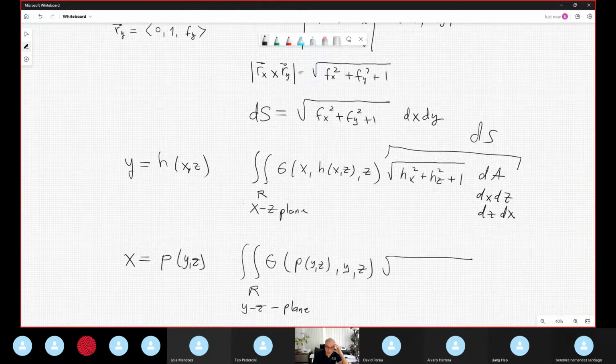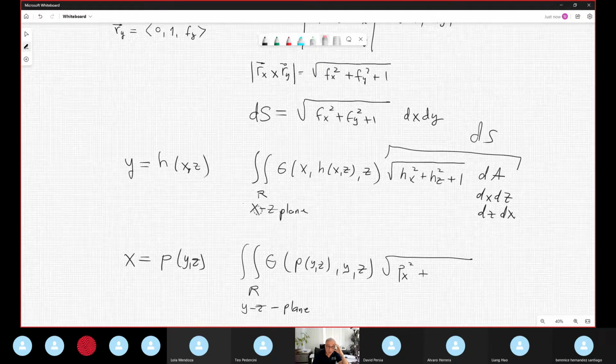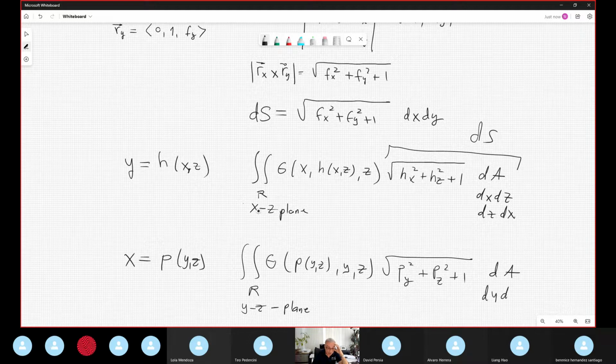Is square root px, plus a partial derivative p with respect to x, with respect to y, sorry, because we're using it to compute the independent variable, and p with respect to c squared plus 1 dA, and dA in this case is dx dy. All right, dx doesn't matter.